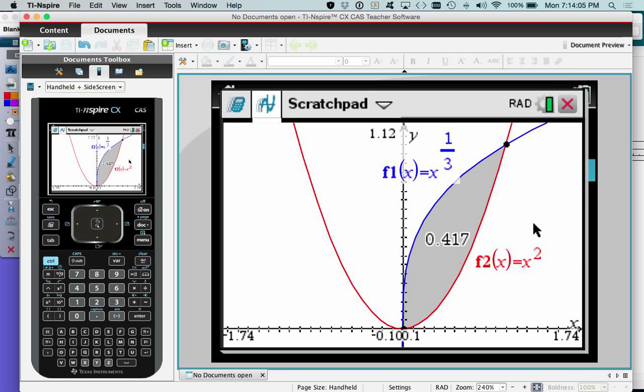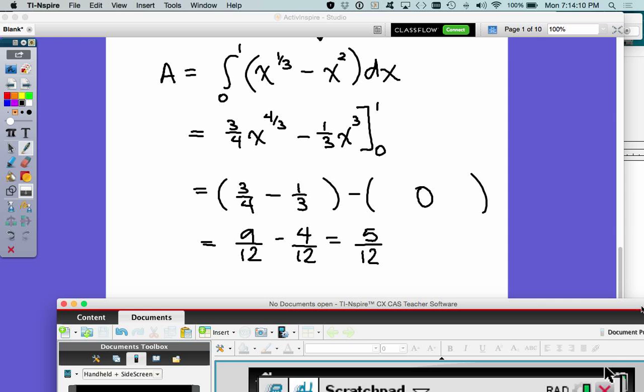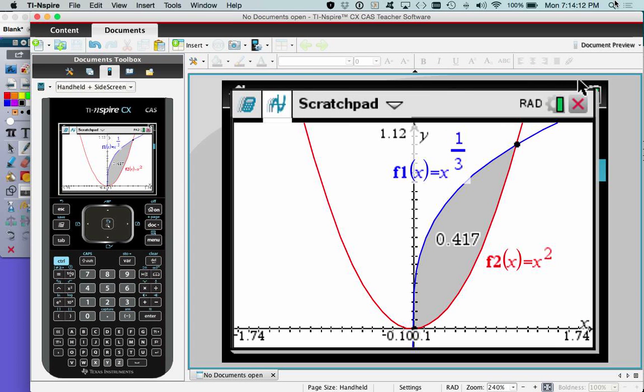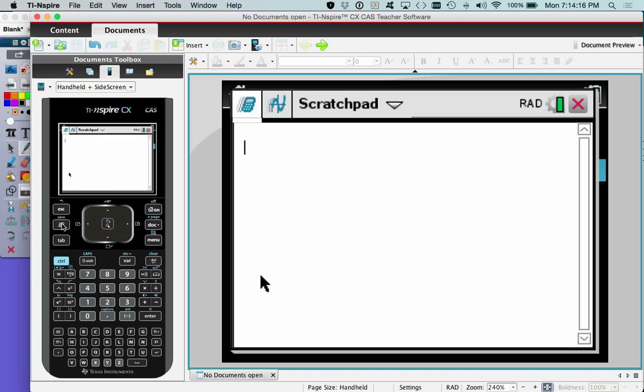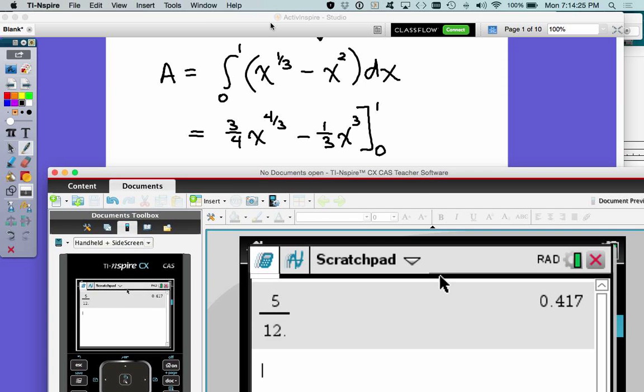It'd be great if that was the same answer I got. The answer I got, when I go back and look, was 5/12. So the only thing left to do is to see if 5/12 equals decimal 417. And I can just go to a different window here, and I can evaluate 5/12, and it is in fact decimal 417, so our two answers agree.